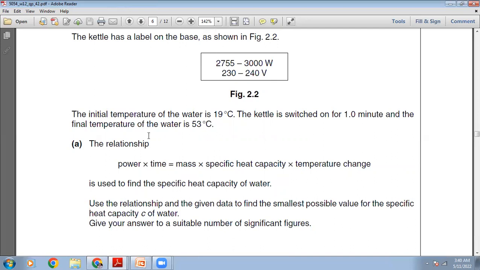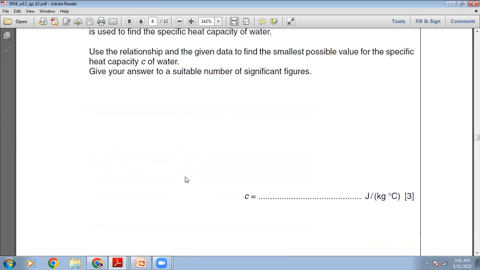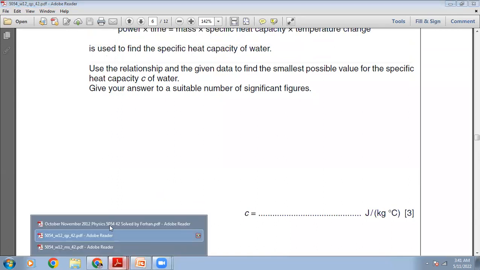The relationship power multiplied by time, which is heat or energy, equals mass multiplied by specific heat capacity multiplied by temperature change, is used to find the specific heat capacity of the water. Use the relationship and given data to find the smallest possible value for the specific heat capacity C of the water. So I will use the lower power, with time 60 seconds, mass 1 kg, and temperature change 53 minus 19, which is 34 degrees. It's a 3 marks question. Let me show you.